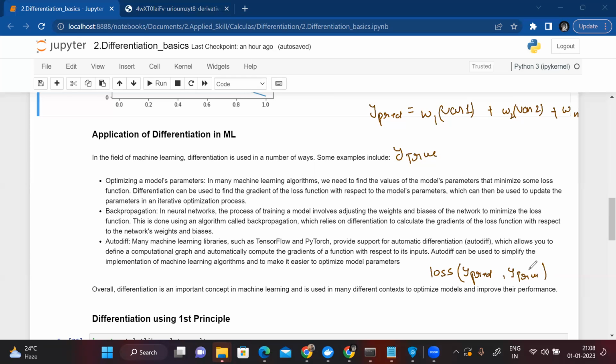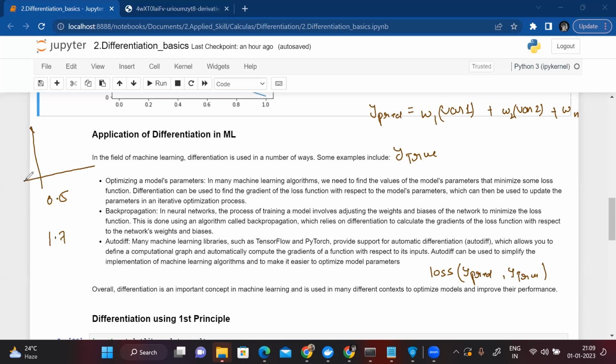So what we try to do in machine learning is we try to minimize our loss. We always want our prediction to be very close, or very similar, to the true value. We cannot say our prediction is 0.5 but the actual value is 1.7, because then the loss is so high. So how can we minimize it? To minimize this, we use the concept of differentiation basically.